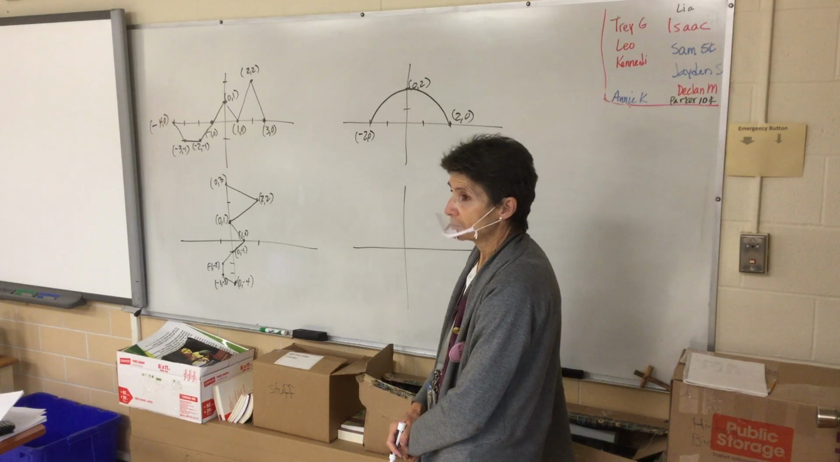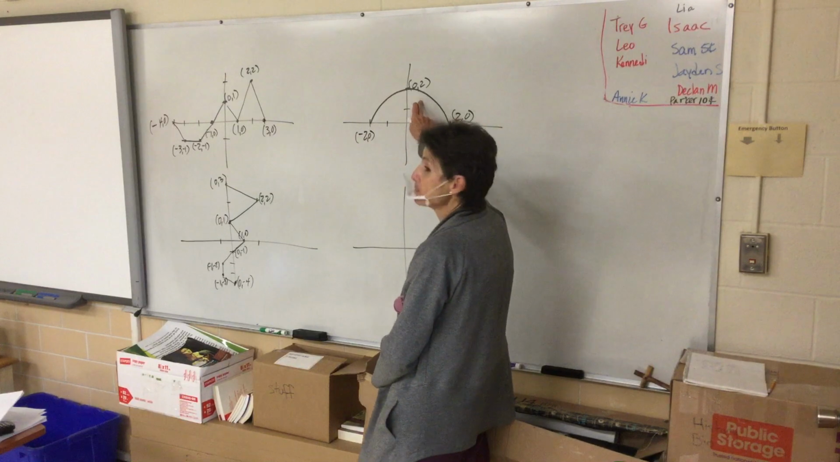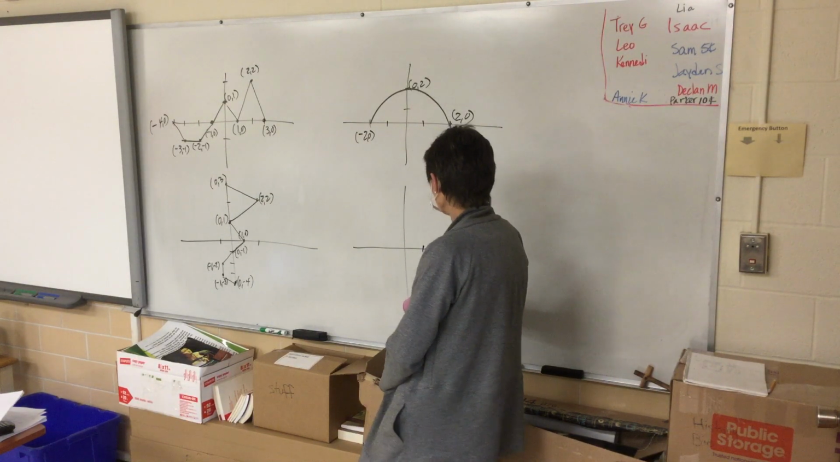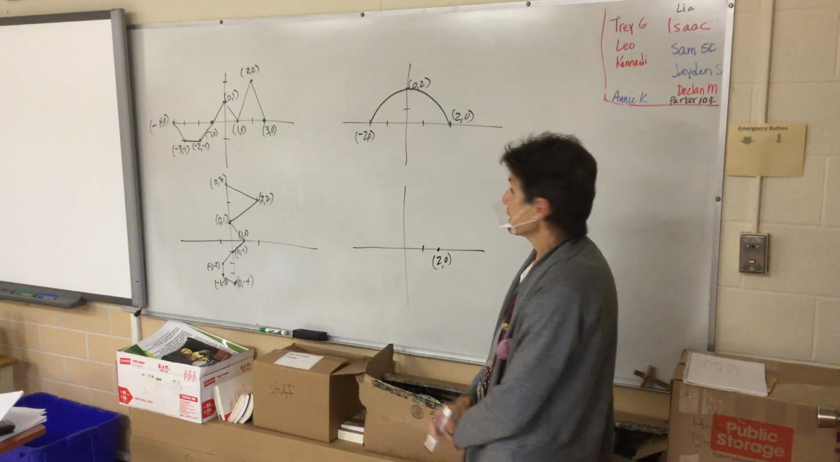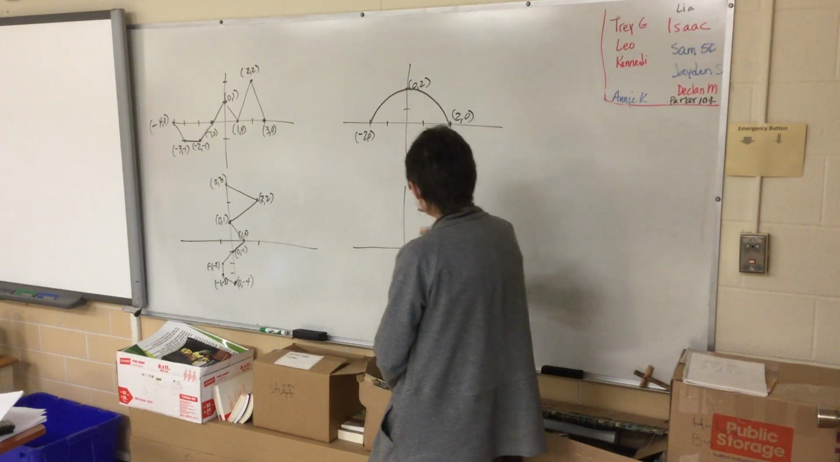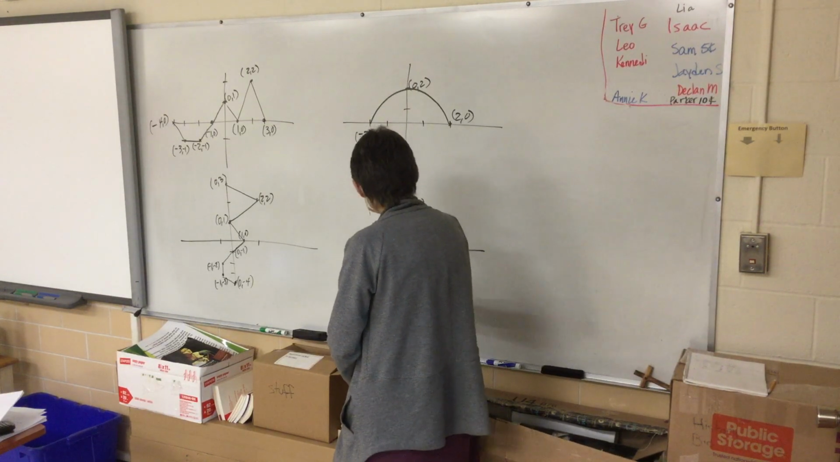So the top would be 2, 0. That point becomes 2, 0, right, which is over here now. This is 2, 0. That's that point right there, yep. And that one becomes 0, 2. And that one becomes 0, -2.